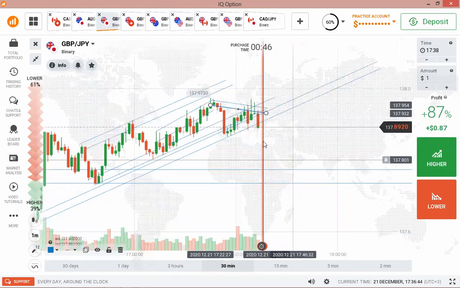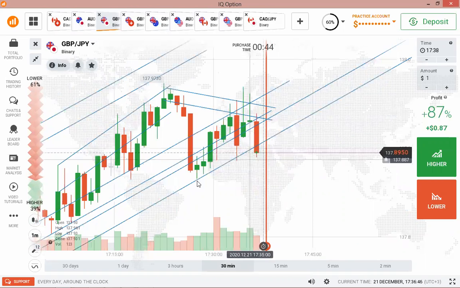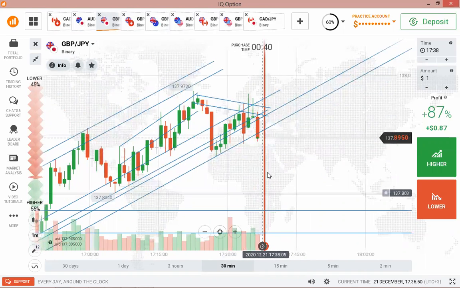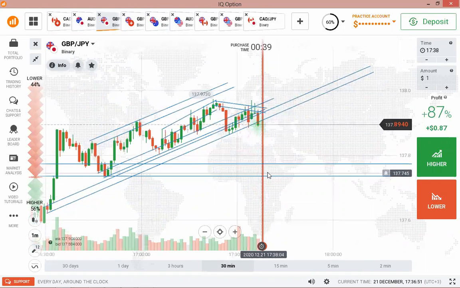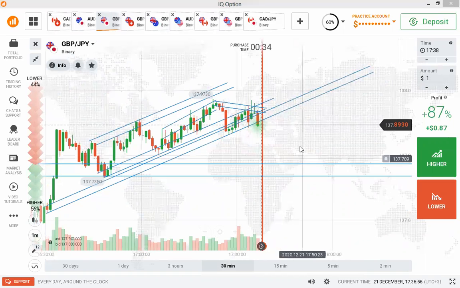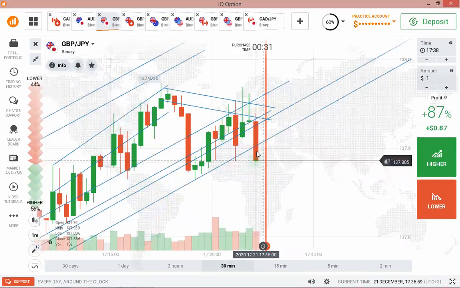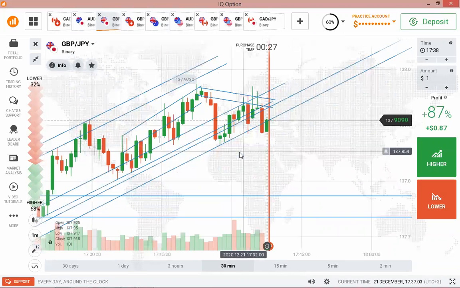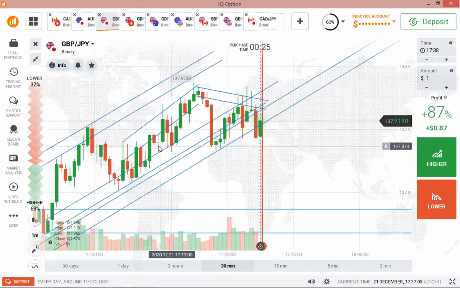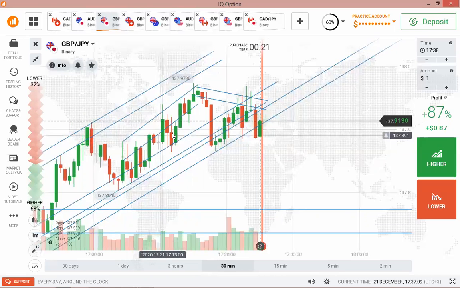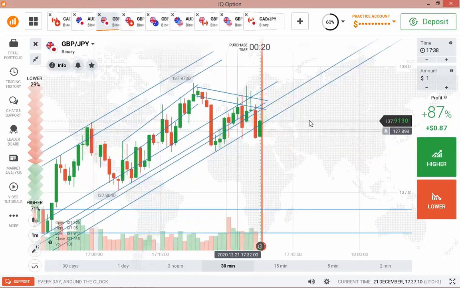Now remember, if sellers break this area, you will see that there's going to be a momentum to this level. There's going to be a momentum to this level. Watch out. There's going to be a momentum. I think sellers have broken the level now, but we still have some barriers. These are the barriers here. We still have some barriers here.